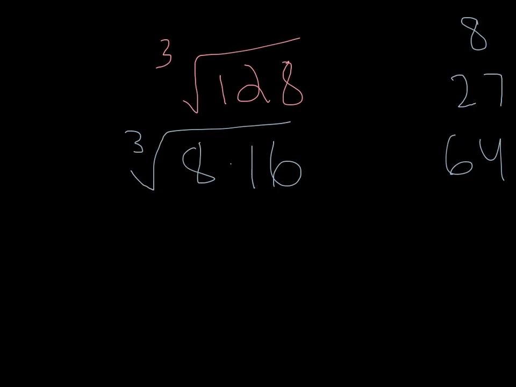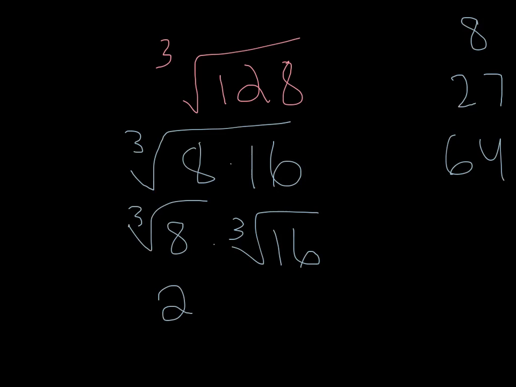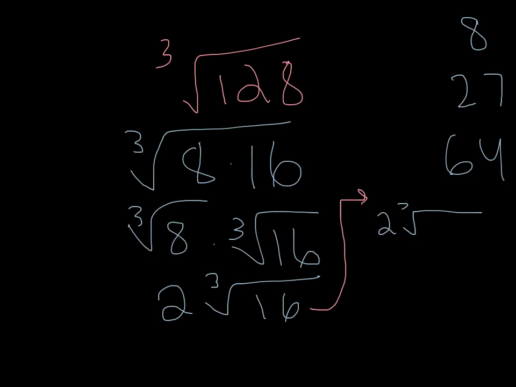The cube root of 8 times the cube root of 16, and the cube root of 8 is 2, because 2 times 2 is 4, and 4 times 2 is 8. So we get 2 root 16. From here, we can factor out the cube root of 16. 8 goes into 16, so the cube root of 8 times 2.